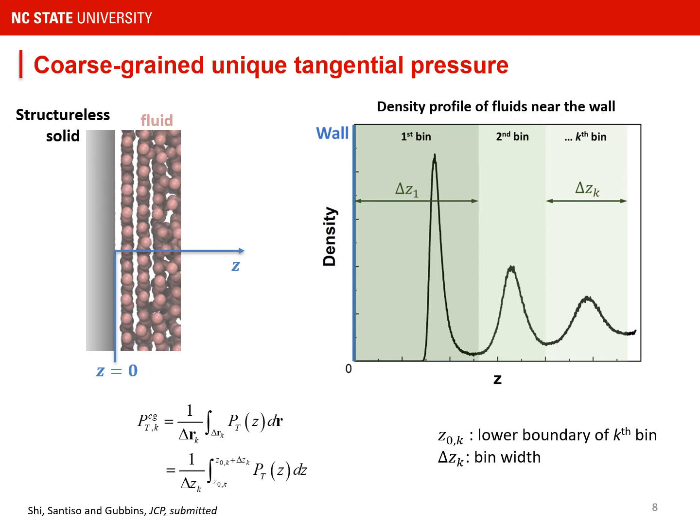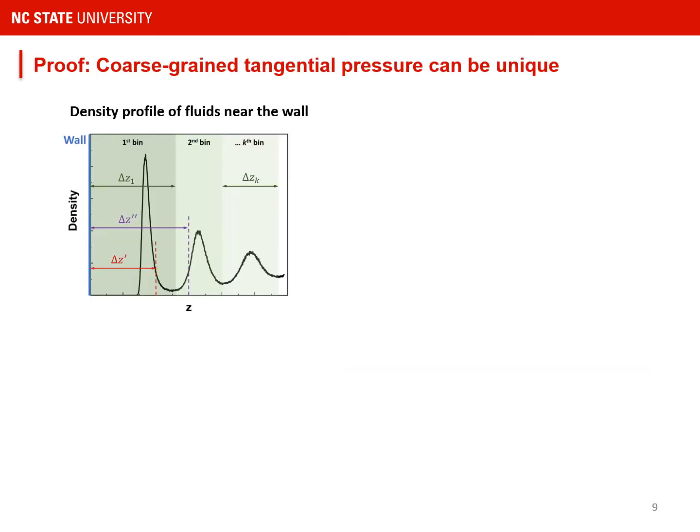The questions that immediately follow are whether the defined coarse-grained tangential pressure will lead to a truly unique value, and if so, what value is the appropriate bin width? To answer the first question, we were actually able to prove that our effective tangential pressure can be truly unique if an appropriate bin width is chosen. But in the interest of time, I'm not going to show you the full derivation, but instead, I'm going to show you the essential idea we took here.